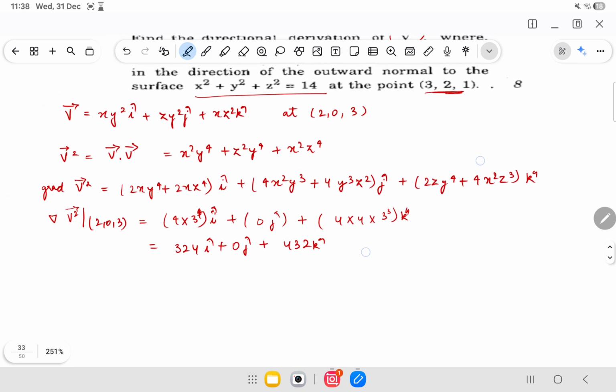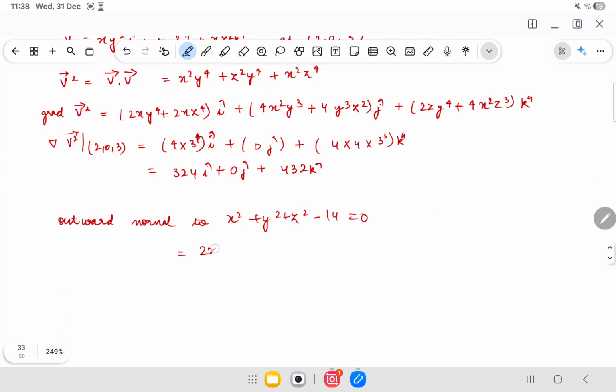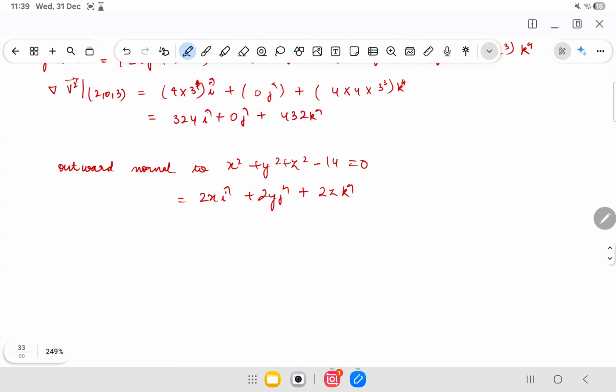Now we need to evaluate the direction, which is basically the outward normal to the given surface. So the outward normal to x square plus y square plus z square minus 14 equals 0 will be basically 2x I cap plus 2y j cap plus 2z k cap, and we are supposed to evaluate the outward normal at 3, 2, 1.